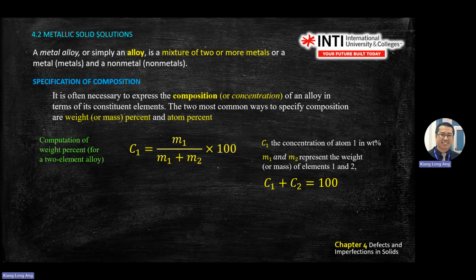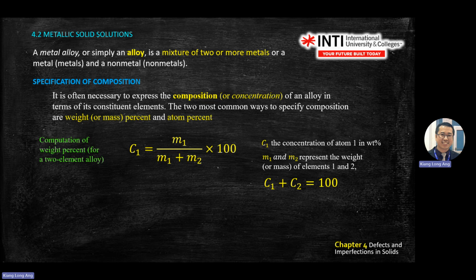What happens if you have 3 elements: 1, 2, 3? How do you find concentration number 1? M1 over M1 plus M2 plus M3, multiply by 100. You want to find the first concentration. For C2, you cannot use 1 minus C1 here. You have to do the same: M2 over the sum of all the masses, multiply by 100.